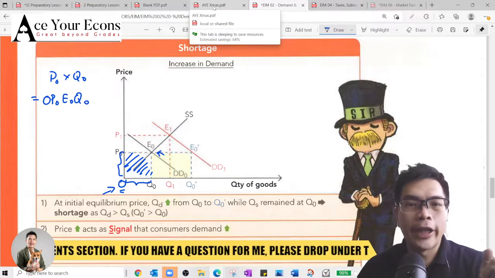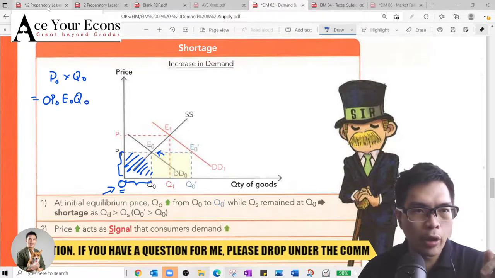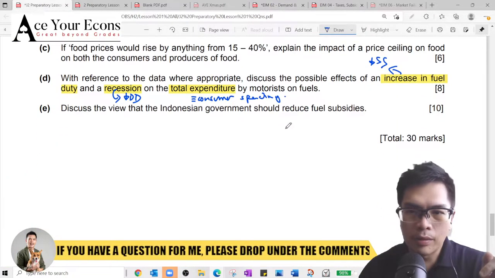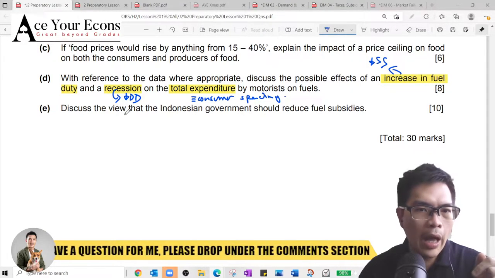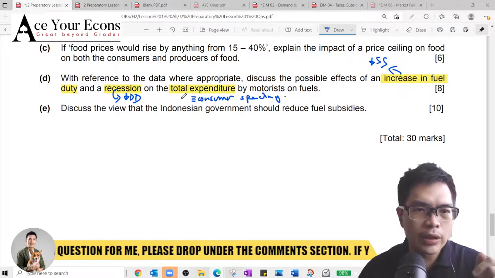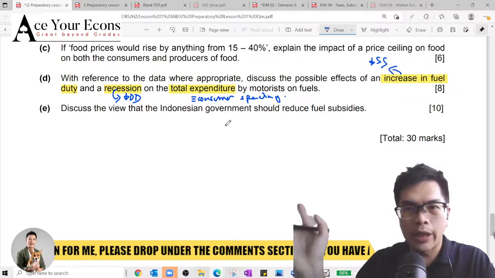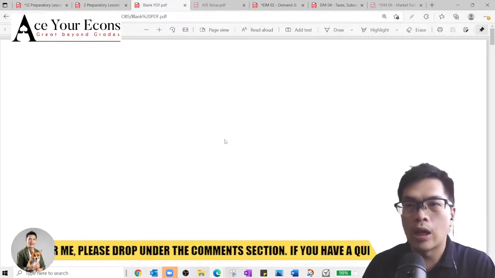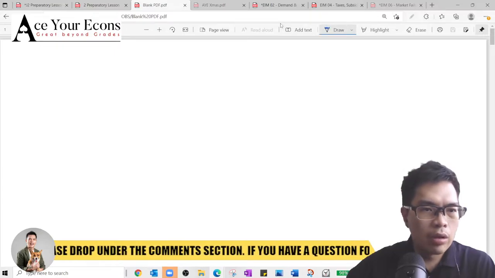Now make sure you define consumer spending. Okay, so now let's move on to our main point here. We can see there's an increase in fuel duty, and you are supposed to deduce how this is going to affect your total expenditure. I'm going to break down how it is going to look in your writing later. So your very first paragraph.